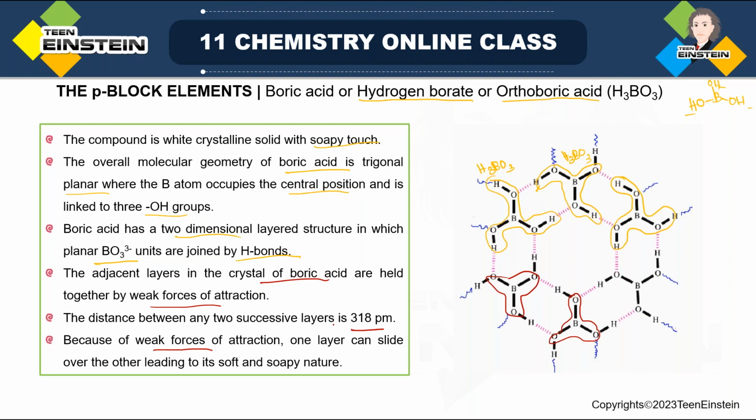That is the reason why when we touch it, there is some soapy type of feeling, because it is slippery. One layer can easily slip over another. So it has a soft nature because the interaction of two layers is not very strong, and the layers can slide over each other, and we get the soapy nature. So these are the different unique points related to the structure of H3BO3.